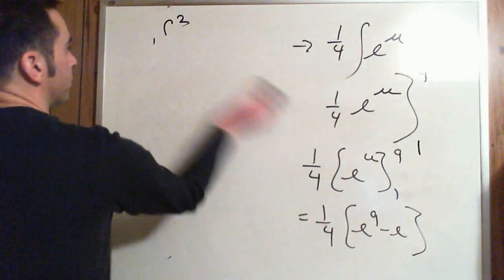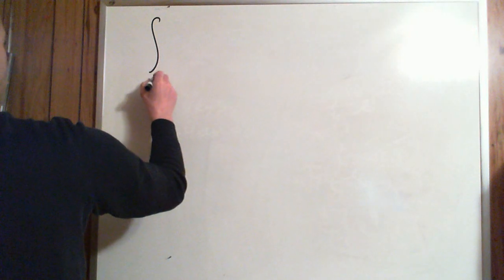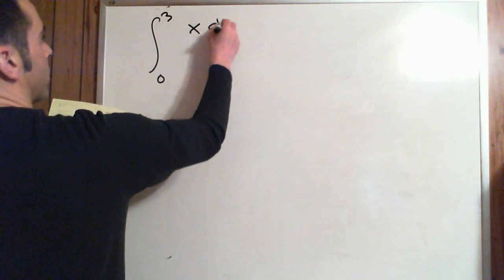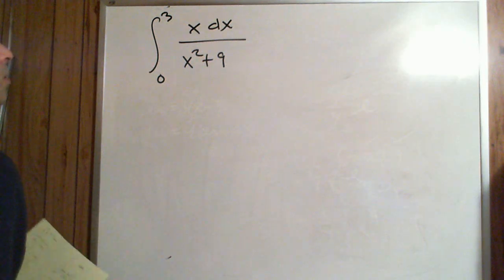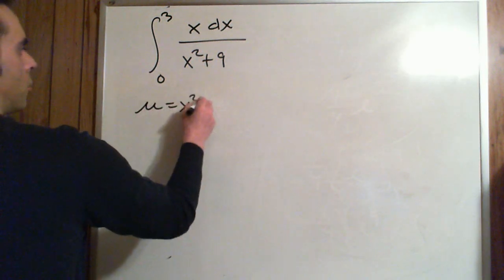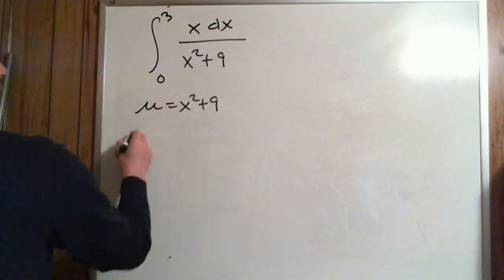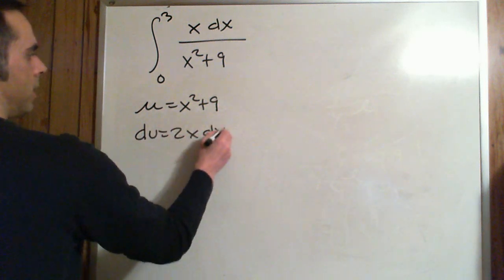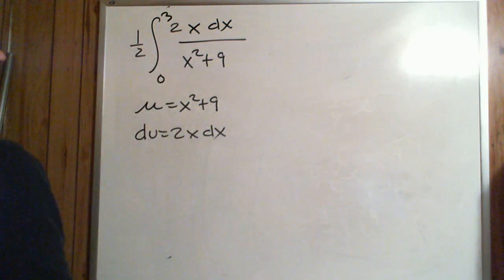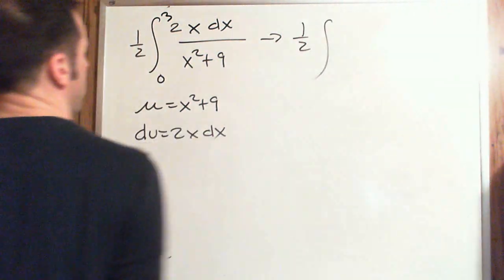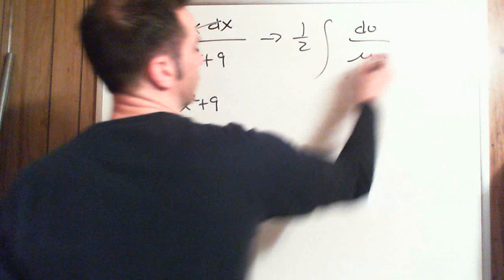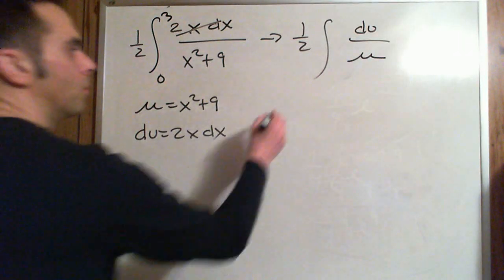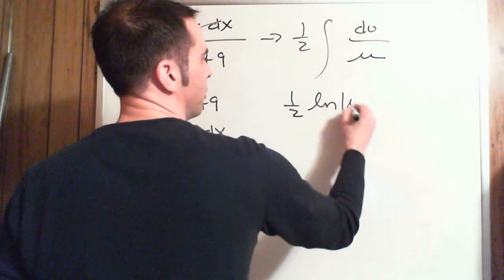Another one, or two, is the definite integral from 0 to 3 of x dx over x squared plus 9. So a good choice for u would be the denominator, x squared plus 9. du equals 2x dx. Put a 2 in, take out a 1/2. So this would become 1/2 times the indefinite integral of du over u, and we know that answer is 1/2 times the ln of the absolute value of u.